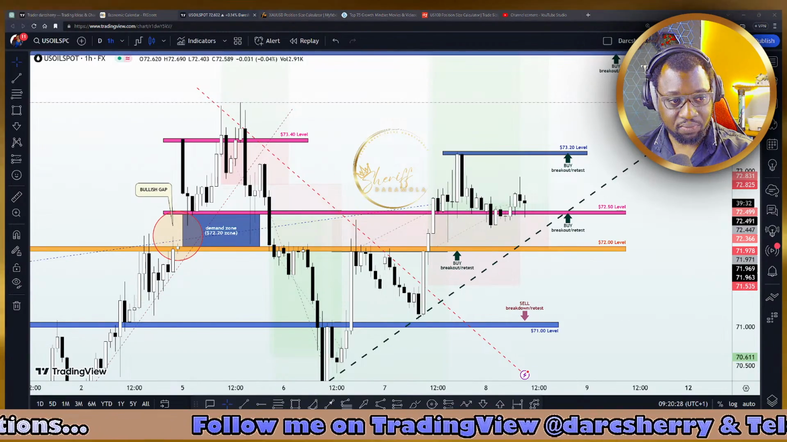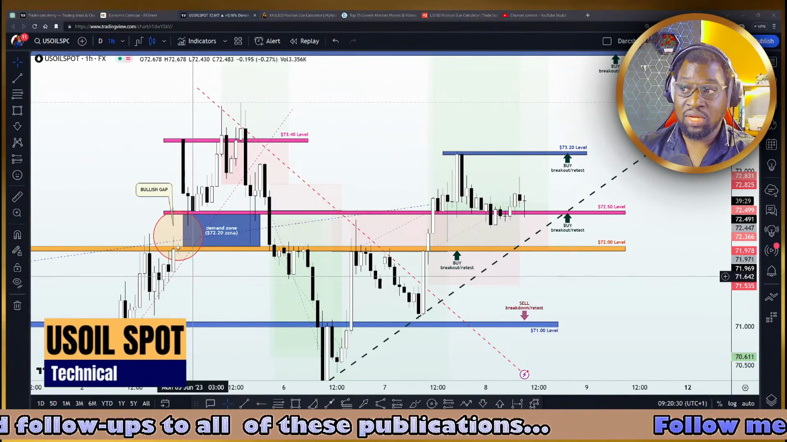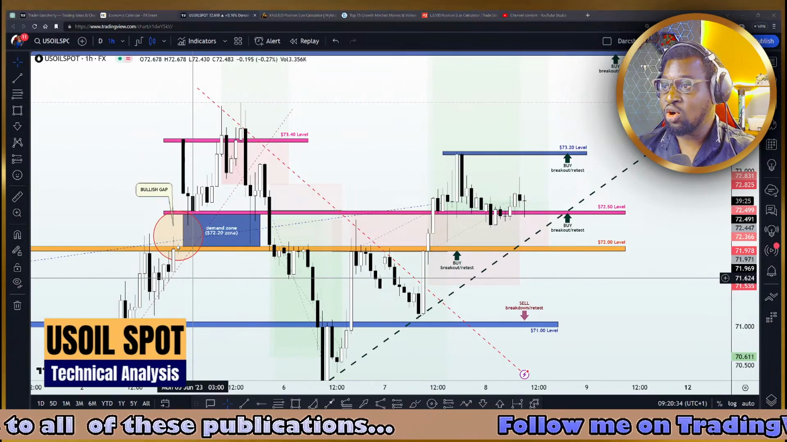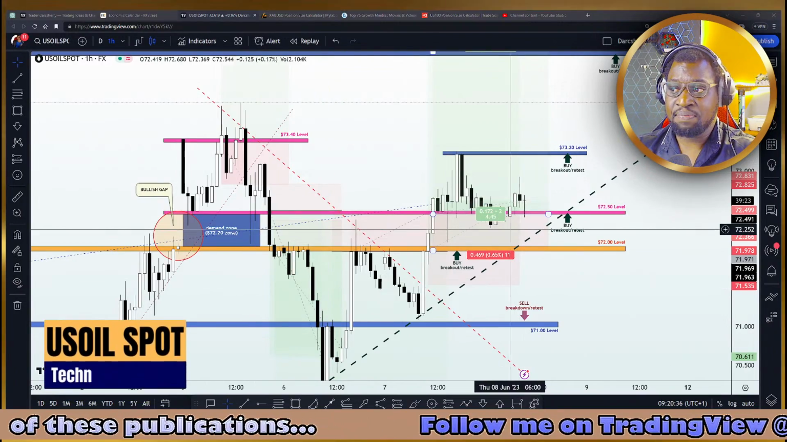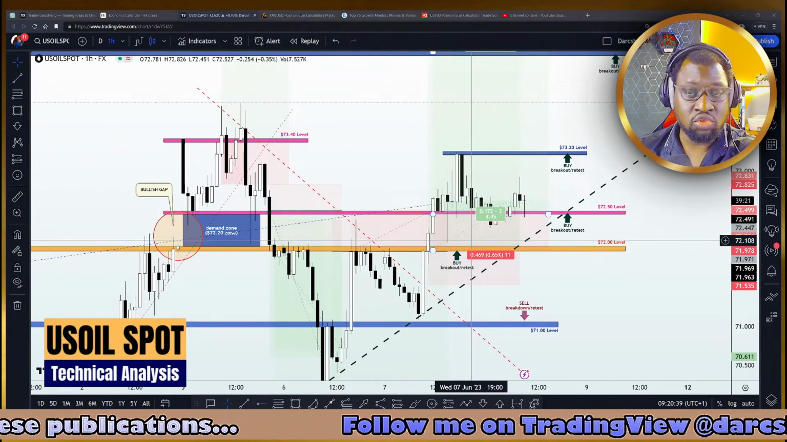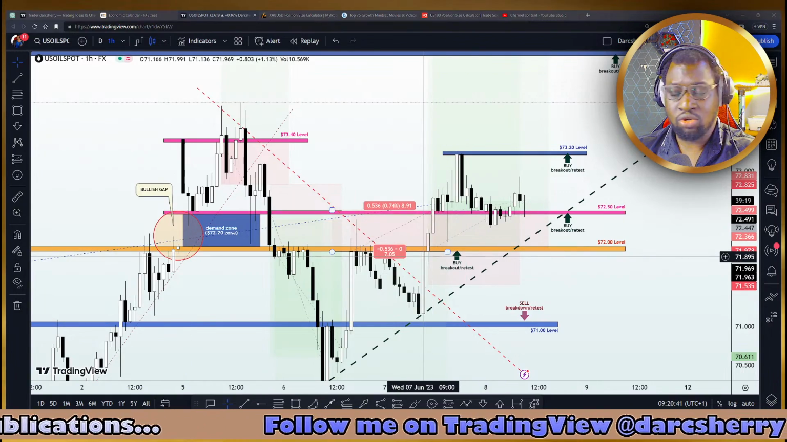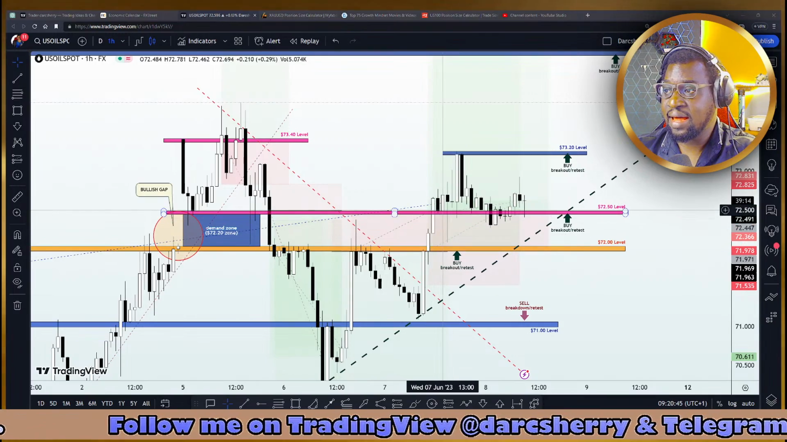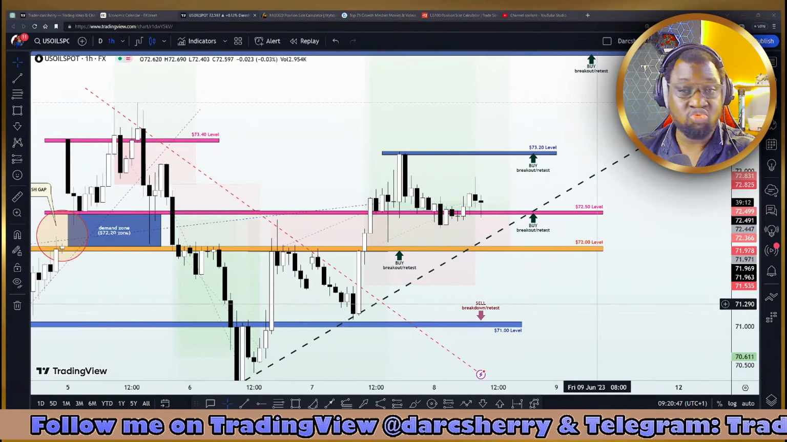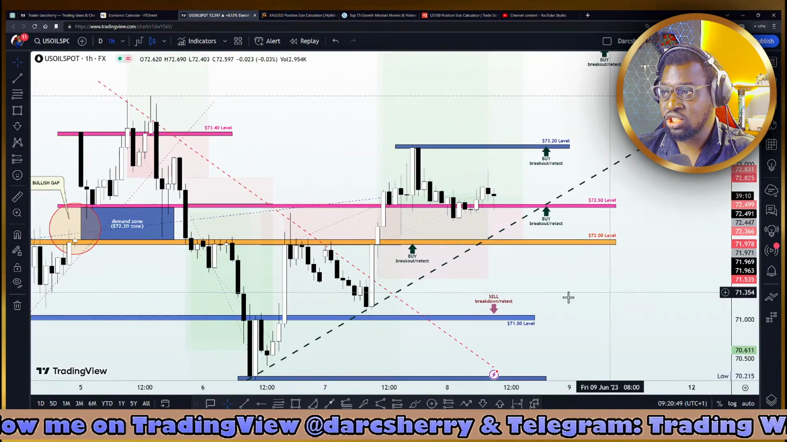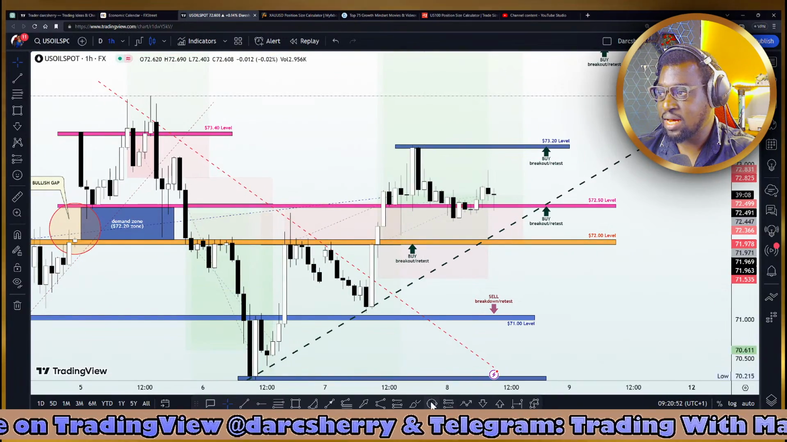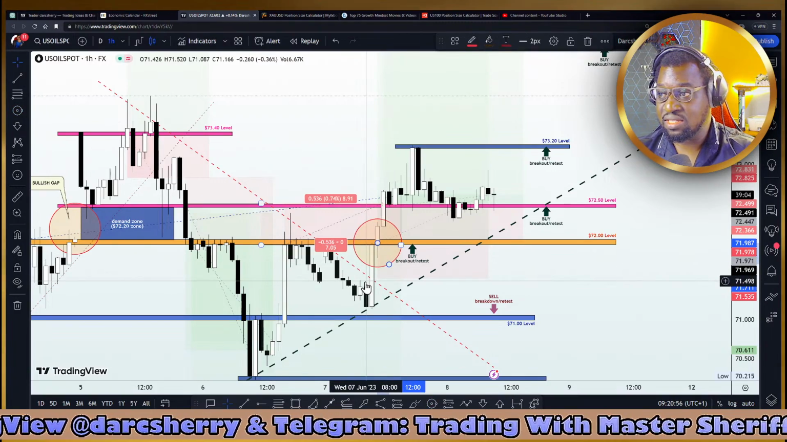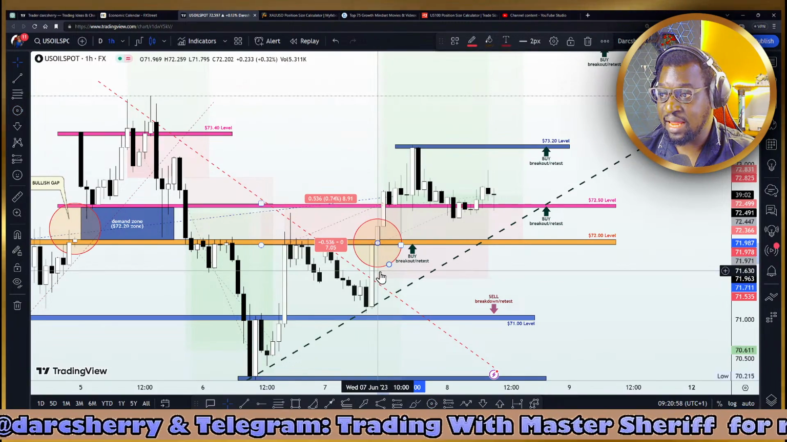Okay, so the first commodity we are going to be looking at this morning is going to be the US oil spot. And on the US oil spot, though we had some buy positions, I think prior to the New York session yesterday, we saw how price didn't really move that much, as we saw the breakout of our key level at the $72 area here, which gave us the first buy position for yesterday.